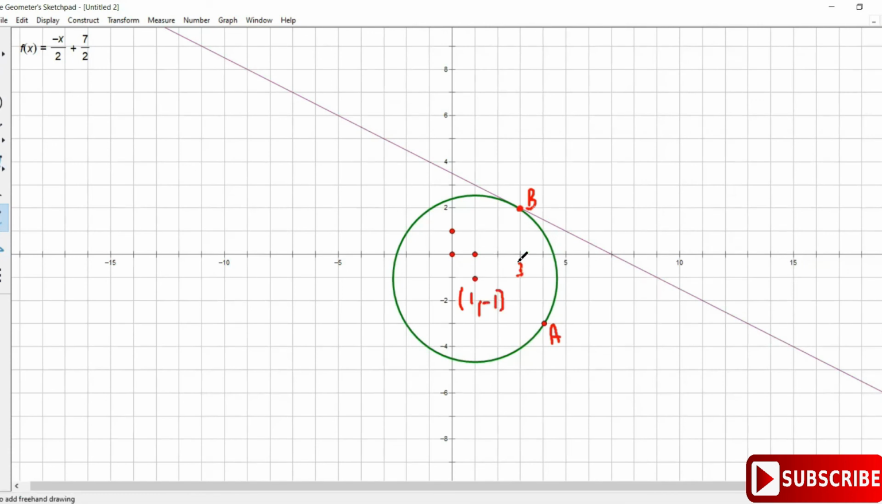And the radius is 3 point something. The center should be 1, minus 1, but we didn't get 1, minus 1. So let's go back and see what happened.